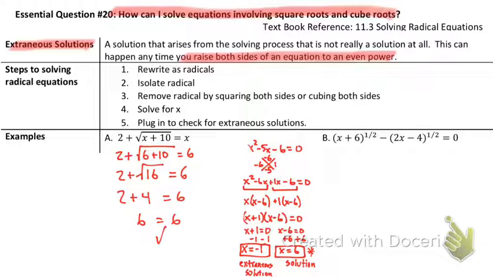All right. Let's do one more example. Okay. So we are going to solve B. Again, following these steps. We're going to rewrite as radicals. So these fractional exponents I have here, we're going to convert these into radicals. So if you do this correctly, it looks like this. X plus 6 square root, because 1/2 means square root. And then we have the square root of 2x minus 4, all equal to 0. Okay? So rewrite as radicals, we're done.